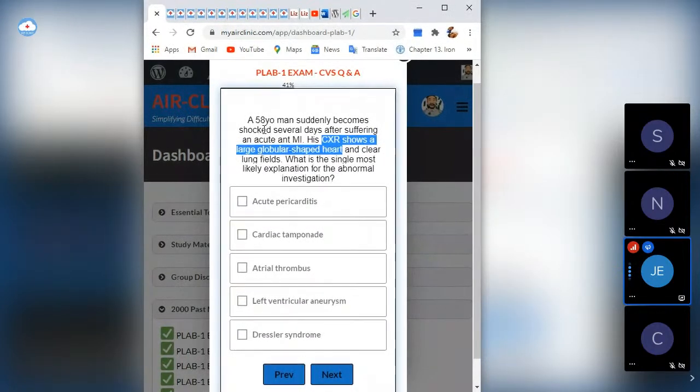Shocked. What do they mean by shock? Maybe cardiogenic shock. Patient is in shock. Hypotension, tachycardia, that kind of shock. Several days after suffering an acute myocardial infarction. The chest X-ray shows a large globular-shaped heart. There's cardiomegaly. So what is the explanation? Acute pericarditis, cardiac tamponade, atrial thrombus, left ventricular aneurysm, Dressler syndrome.